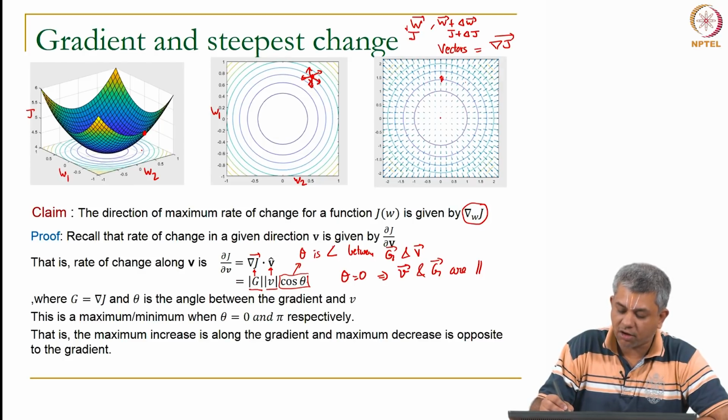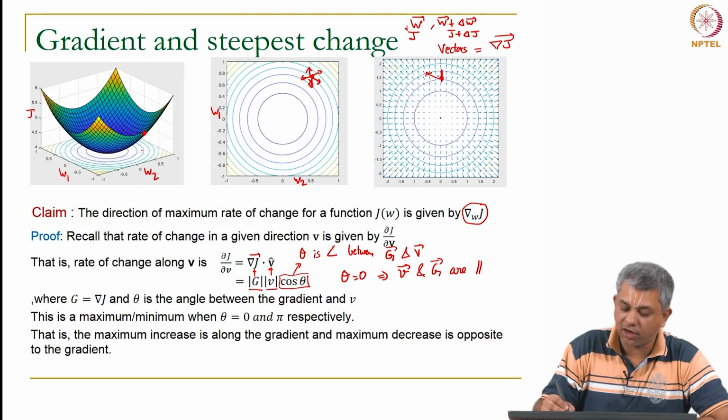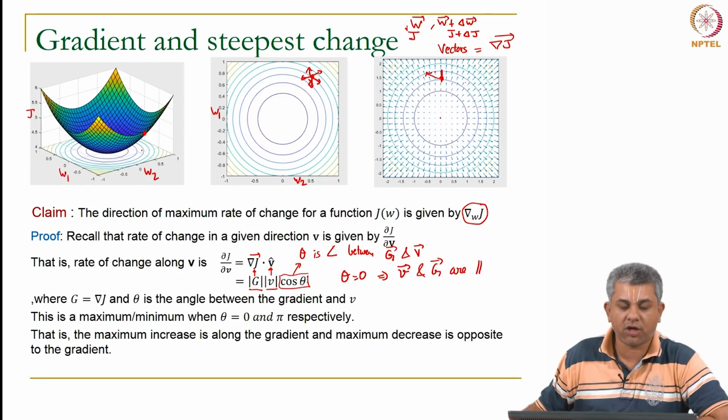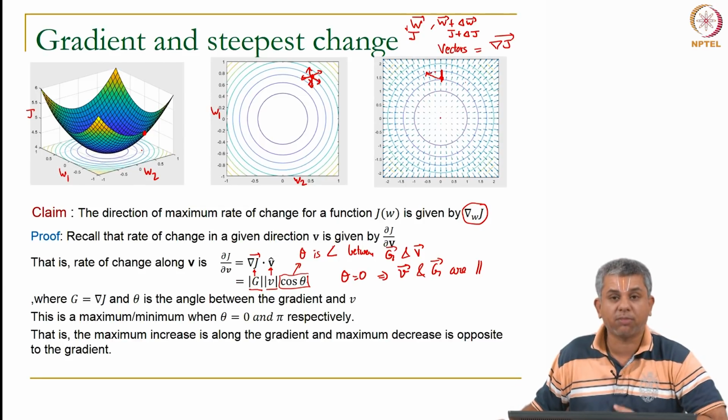So, if I am here and I want to increase most rapidly, the next value is here, the best direction to go in is directly perpendicular. If I go here, I will have to go further in order to get the same change. Okay. So, that is what this property represents.